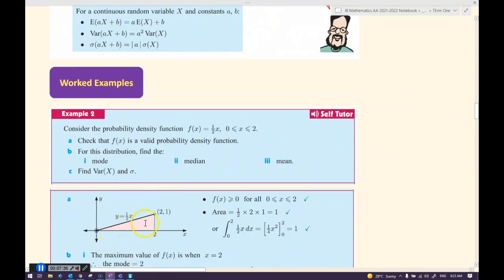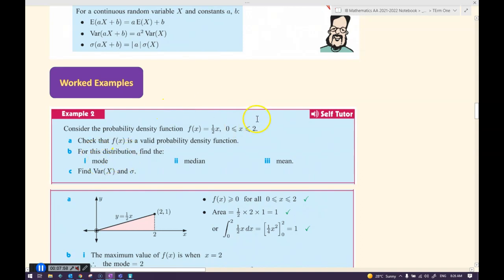Oh, look, you can see the little picture there. So you could just do the area of a triangle, or if we're drilled into doing the integral, you're going to get the same answer. So either way is fine for that. So yes, there's no value below 0, and the area between the curve and the x-axis is 1. It satisfies as a probability density function, meets the criteria.